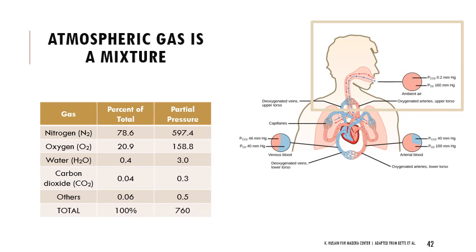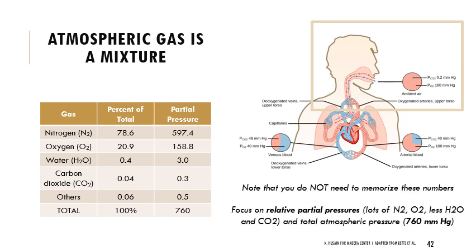So there's a lot of numbers on here. You don't need to focus on memorizing the numbers. Just focus on this idea that there's a lot of nitrogen in atmospheric air, a lot of oxygen, some water and carbon dioxide, and also focus on this 760 number, that the total atmospheric pressure is right around 760 millimeters of mercury at sea level.